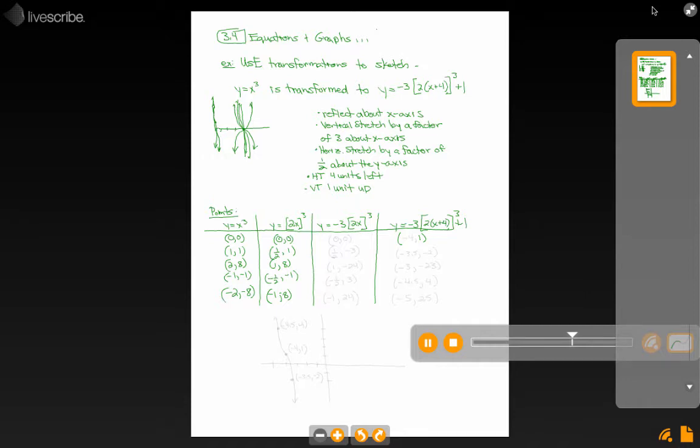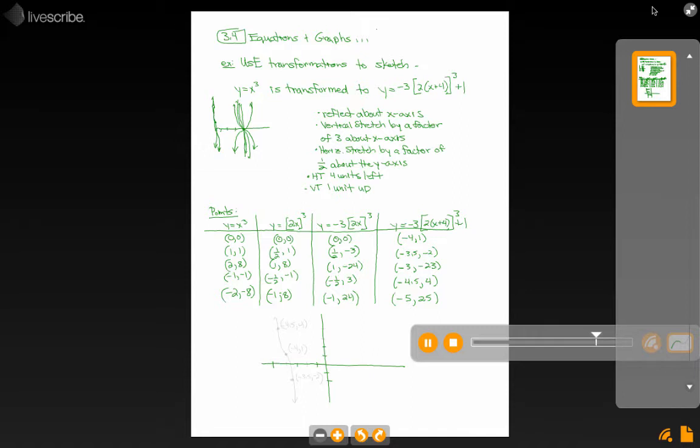Now we're able to do the reflection and the vertical stretch at the same time because they both affect the y coordinate. They're going to multiply all y coordinates by negative 3. So (0, 0) stays at (0, 0), but this next point, negative 3. Next point, negative 24. So we've got some points, and finally the last thing is to move them 4 to the left and 1 unit up. So we have some exact points that we should be able to plot, if given some graph paper, and get a really good picture of this thing.